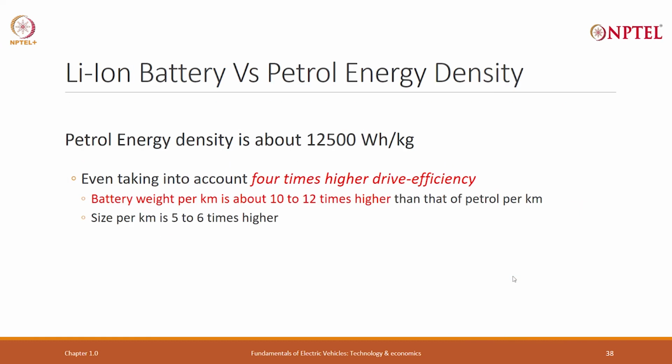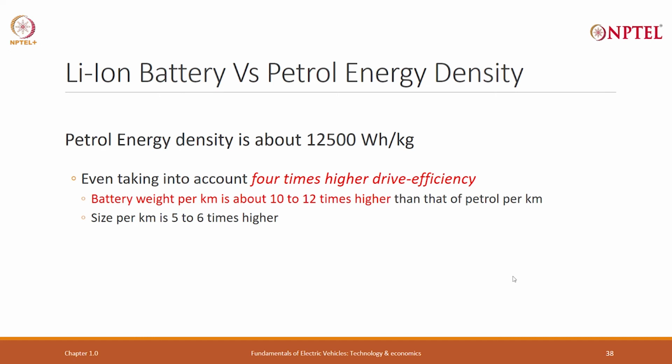Where do you go from here? As I pointed out, petrol density is 12,500 watt hour per kg. Now, I have already told you that electric vehicles are 4 times more energy efficient. So, I require 4 times less watt hour. So, I should compare with 3000 watt hour per kg. But even against 3000 watt hour per kg, my battery is 300 watt hour per kg. So, we are 10 to 12 times higher in terms of weight for the same energy as compared to petrol. In terms of actual, we are not 40 to 50 times, but 4 times gets subtracted because we have higher efficiency.